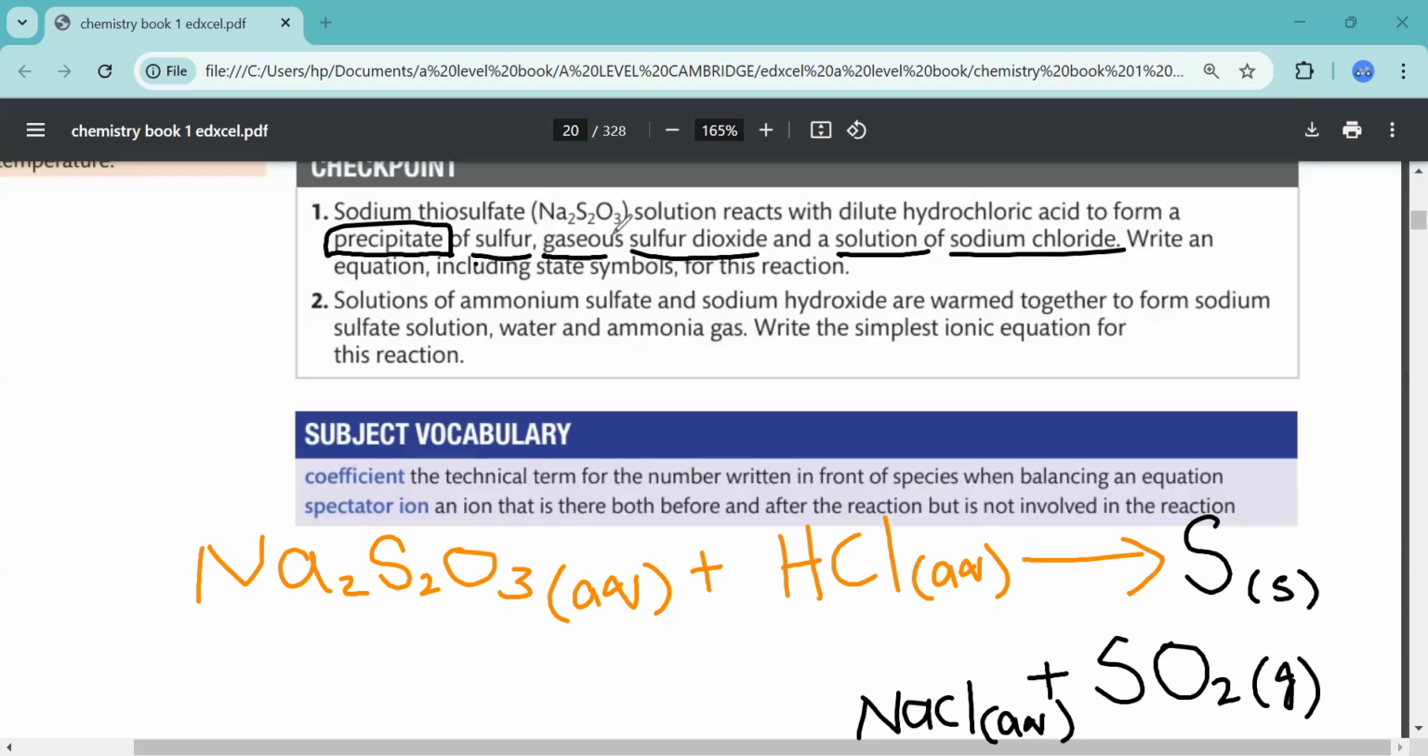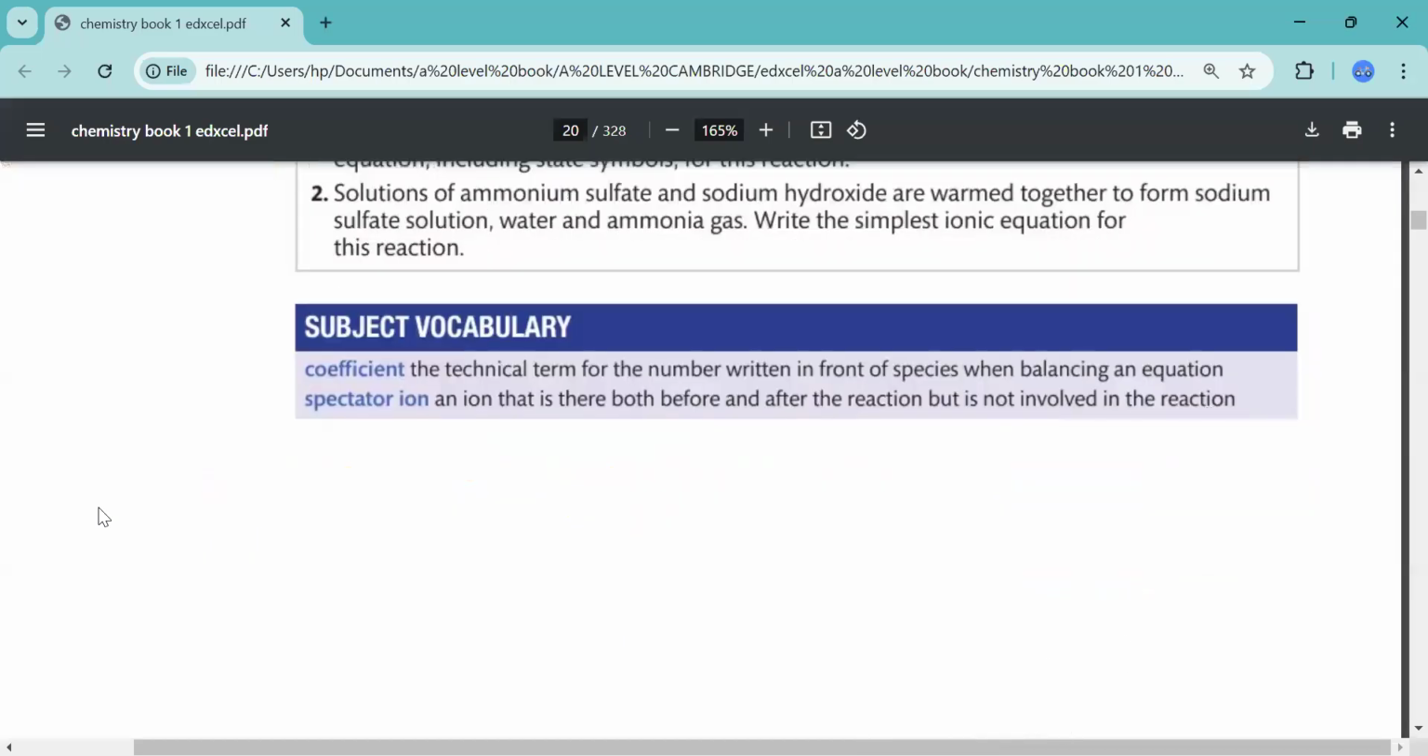So we will write down the equation. We've done it. We write down the physical state of all the reactants and products. We are done with the first question. Let's move on to the second question. In the second question, they have told us to write down an ionic equation. So let's try to write down the equation first.